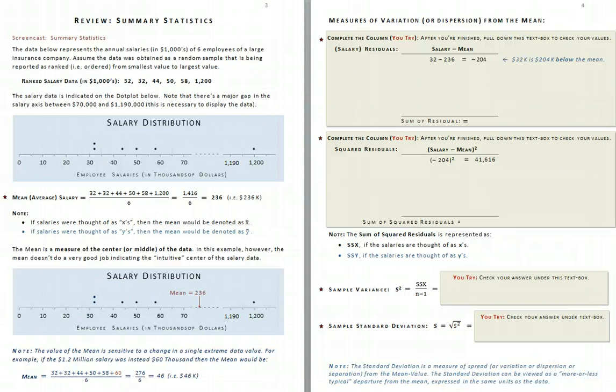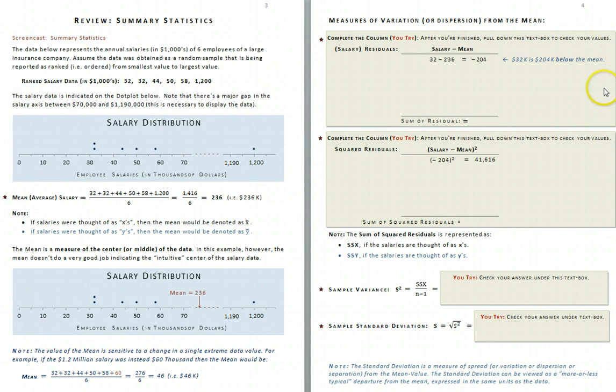For the U-try, at the top of the page, you're asked to complete a list of salary residual values. The first salary residual value is the first ranked salary value of $32,000 minus the mean salary of $236,000, or minus $204,000. This indicates that the first salary value is $204,000 below the mean salary.